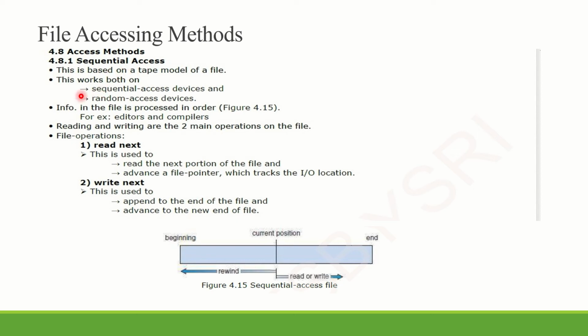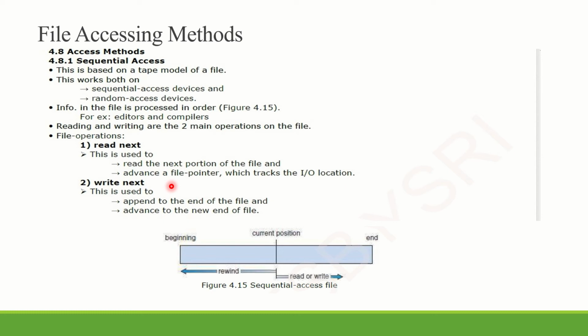In the sequential access method, an example is magnetic tape. This is actually based on a tape model of a file. So in this magnetic tape approach, or the tape model of a file, how is it going to work? See, suppose in your file there are 100 records.